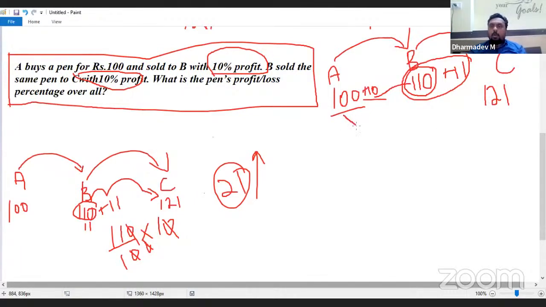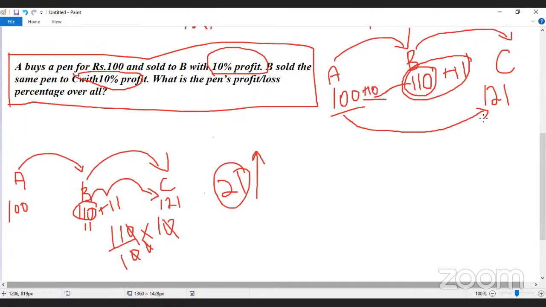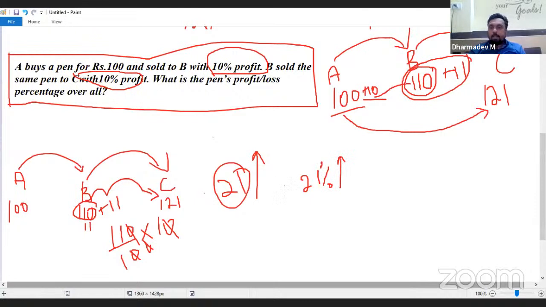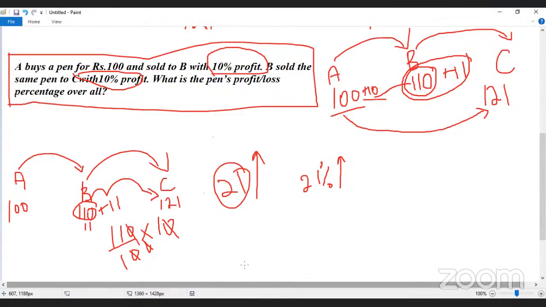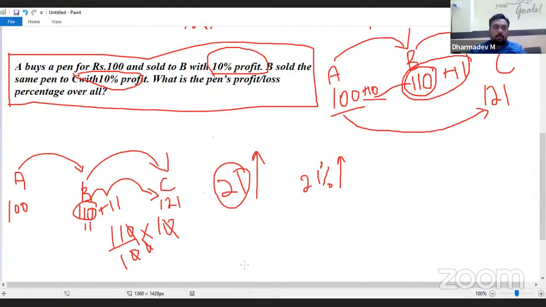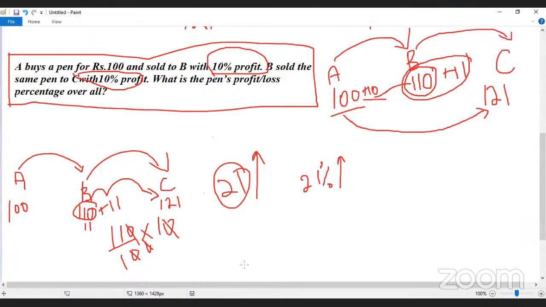So overall from A to C, is it a profit or loss? Profit. How much profit? 21%. That's it, done. Very good. It's nice to see many are answering. Okay, are you able to get it? Yes, I understand it. Thank you. Okay, sir, that's great. Shall we go with the next one? Yes. Okay, I'm just giving you the next question.